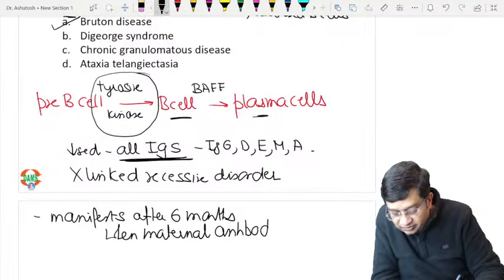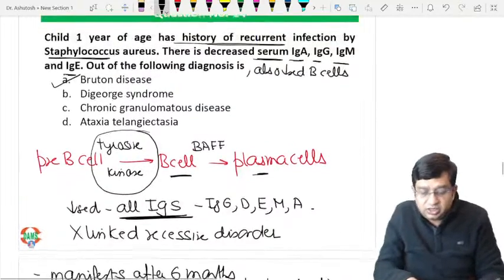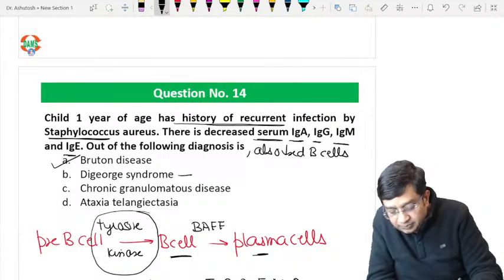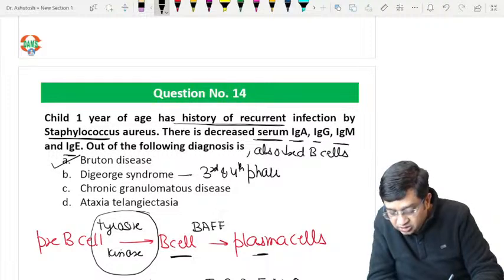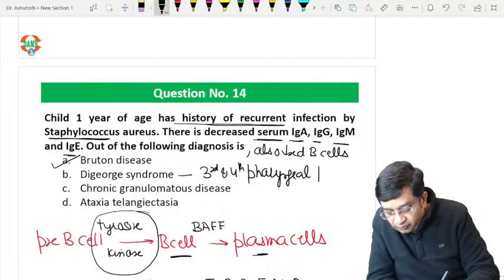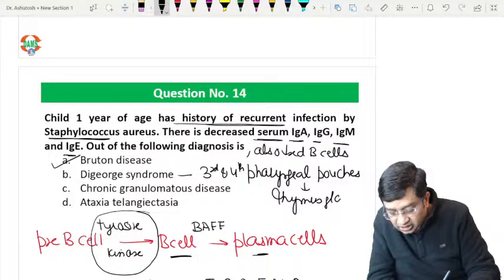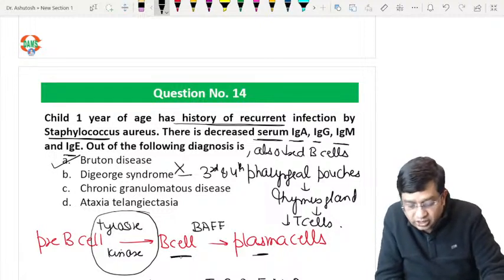This manifests after 6 months when maternal antibodies disappear, right? In DiGeorge syndrome, there is particularly absence of the third and fourth pharyngeal pouches. And if the third and fourth pharyngeal pouches are absent, the thymus gland is absent. And if there is absence of the thymus gland, there are decreased T cells. So B cells are not affected, ruled out.